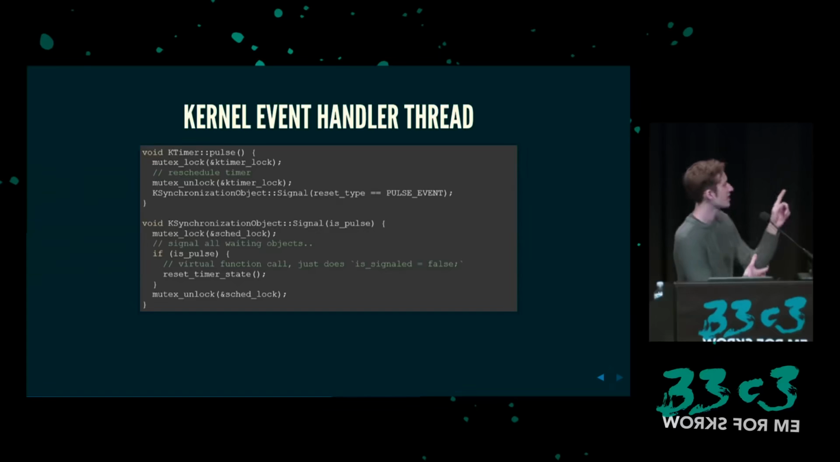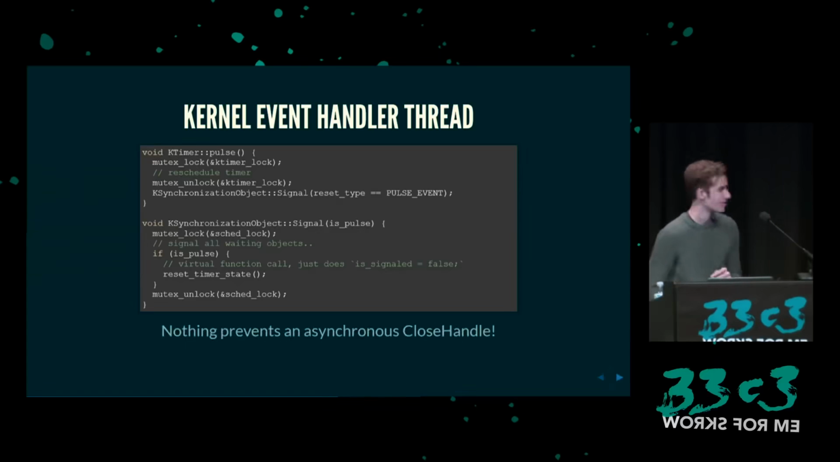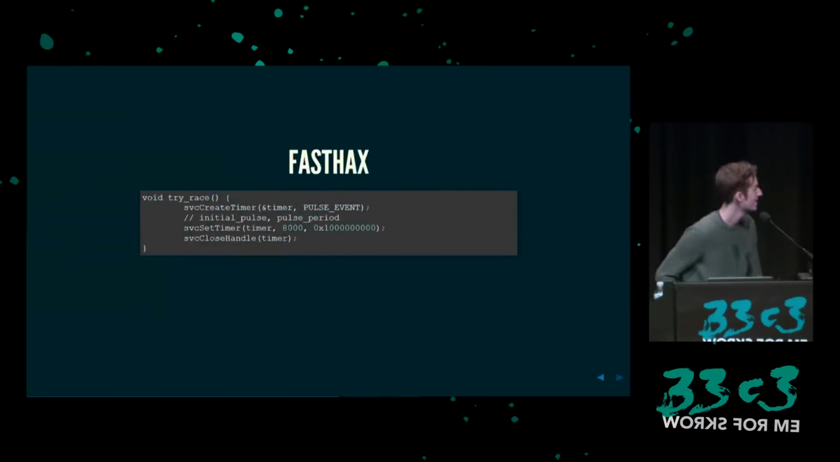And then this also looks pretty good. Like they're locking the scheduler here. And this would work, but nothing's preventing you from just closing this from another core. So I have fast hacks, which is just 3 syscalls. That's it. That's the entire exploit. There's a lot of setup, which we'll get to. But you just create the timer, set it to run really fast, and then close the handle. And then if it was pulsing and you closed it, it'll use after free.